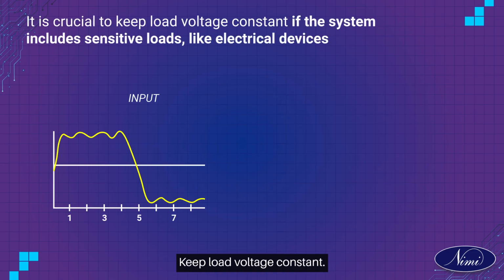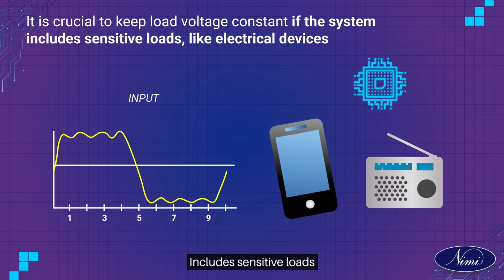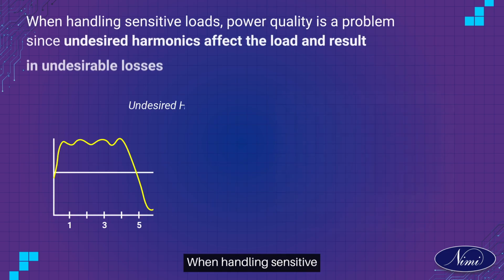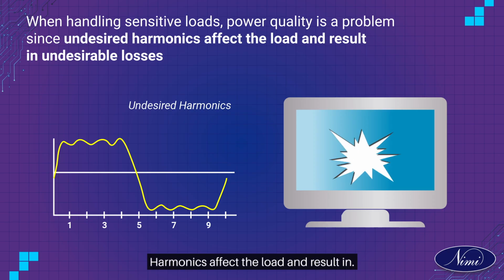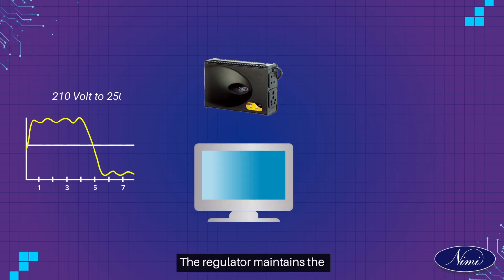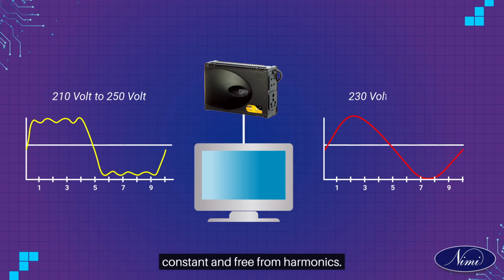It is crucial to keep load voltage constant if the system includes sensitive loads like electrical devices. When handling sensitive loads, power quality is a problem, since undesired harmonics affect the load and result in undesirable losses. The regulator maintains the load voltage constant and free from harmonics.